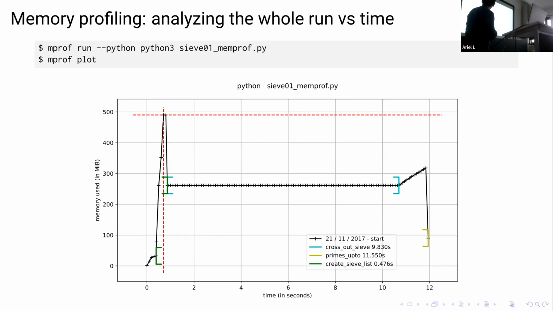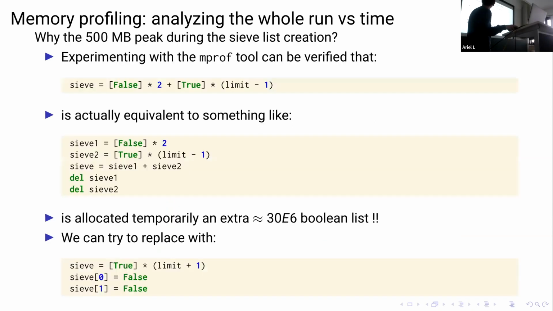And so again, regarding the peak of almost 500 megabytes, we can experiment a little bit with the tool by expressing differently this part, the creation of my list of 30 million elements. We see that it was created this way: a long list was created by the addition of two different lists, a list with 2 elements and a list with 30 million minus 2.